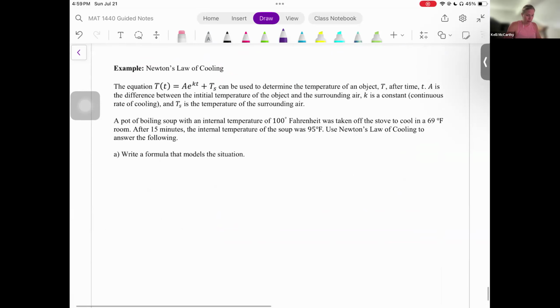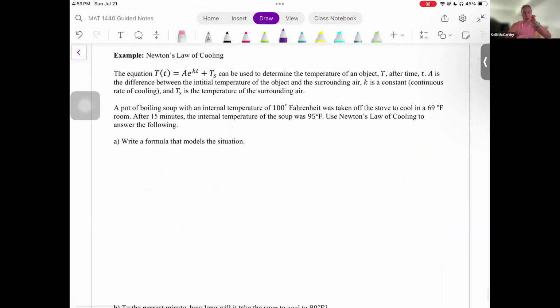All right, and our last problem for the video is a nice application problem that uses Newton's law of cooling. So the equation T of t equals A times e to the kt plus T sub s can be used to determine the temperature of an object T after some amount of time. A is the difference between the initial temperature of the object and the surrounding air. k is a constant. It's our continuous rate of cooling, so this is going to be different depending on the scenario. And T sub s is the temperature of the surrounding air.